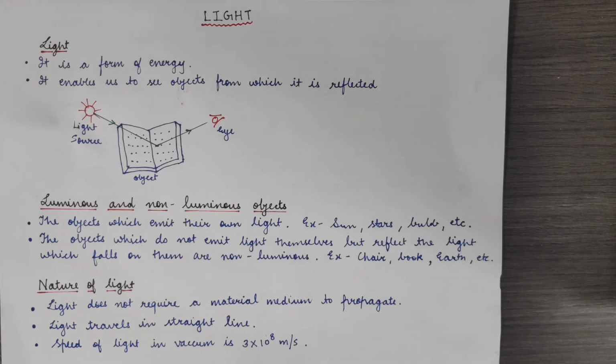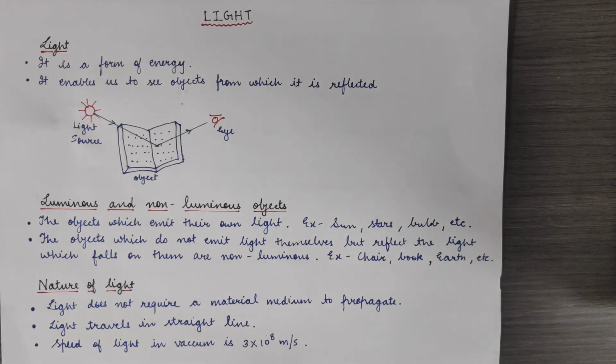Now let us understand the nature of light. The first thing: light does not require a material medium to propagate. What does this sentence mean? When light travels, it does not need any medium to propagate its energy. It does not need any solid medium, any liquid medium, or any air medium. Now let us take the example of sound.